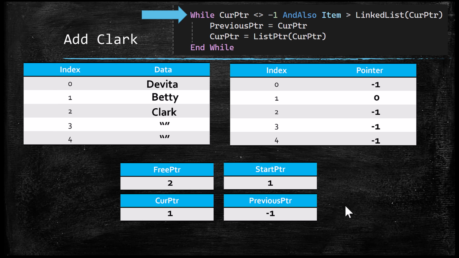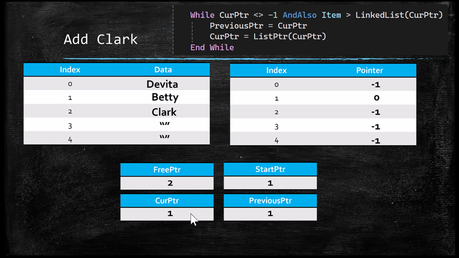So the first thing we do is we check this while loop. While current pointer is not -1, it isn't, and also item Clark is greater than our current pointer. Our current pointer is 1. Is Clark greater than Betty? Yes, Clark is. So we move inside this loop here. We set the previous pointer equal to our current pointer. So what's our previous pointer? Right now it's -1, but it's about to become 1 because of the current pointer. So this 1 just copies over into the previous pointer.